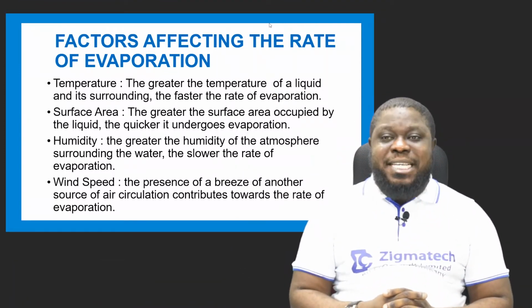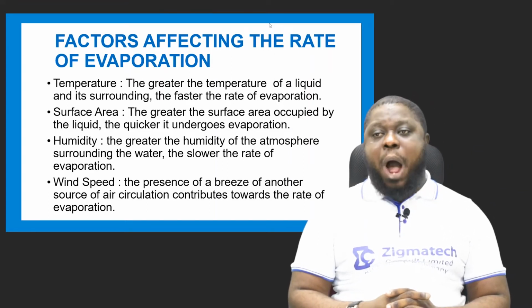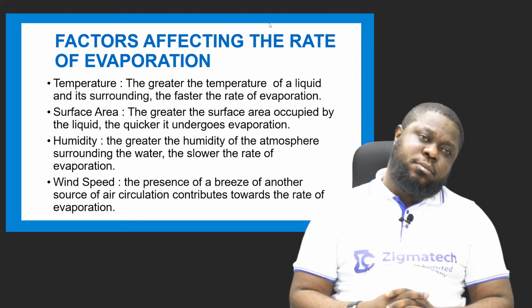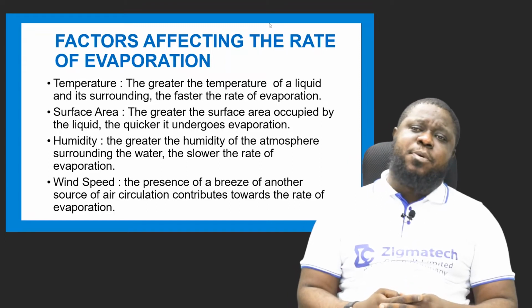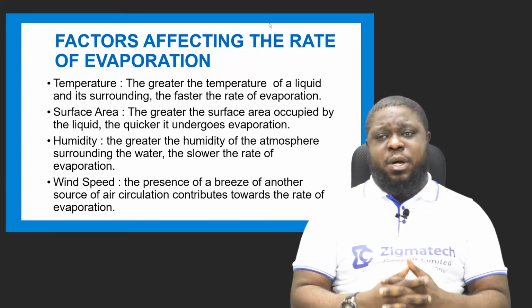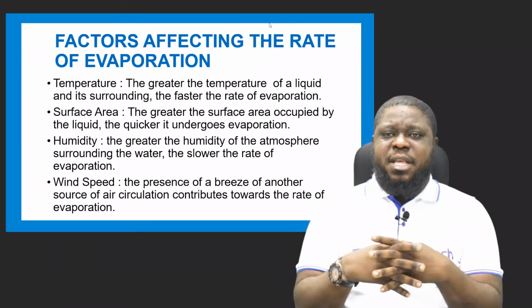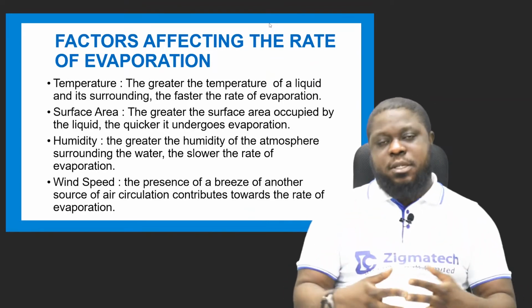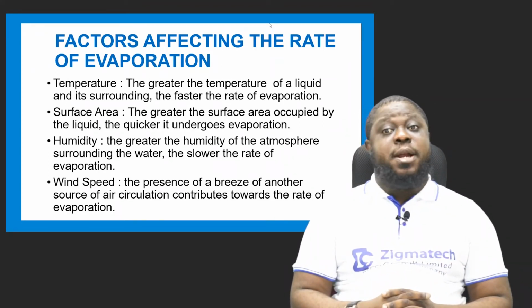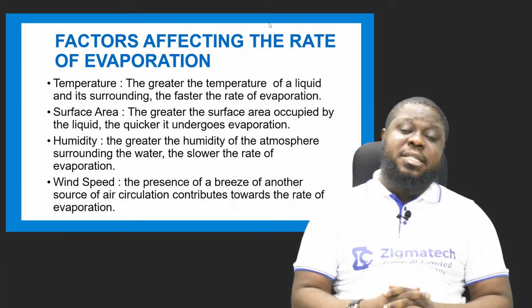The next one is humidity. The greater the humidity of the atmosphere surrounding the water, the slower the rate of evaporation. Now the humidity of the atmosphere which surrounds this water makes the evaporation slower. In essence, the change of weather makes the evaporation slower. Let's take for example, evaporation is slower in rainy season than in dry season.